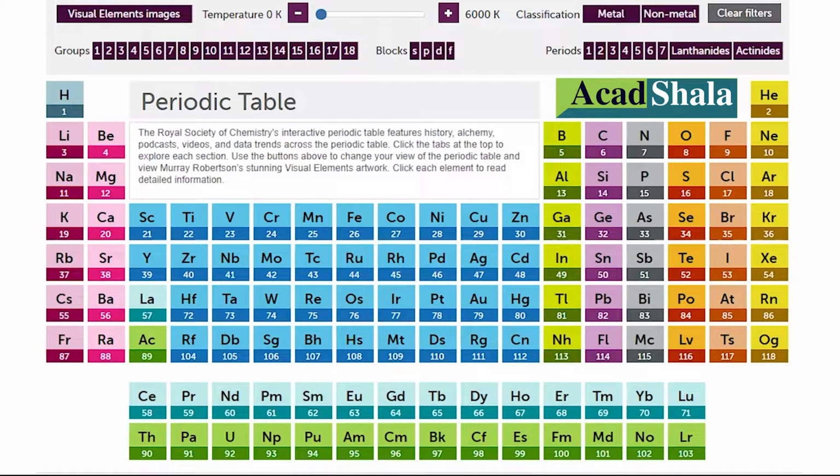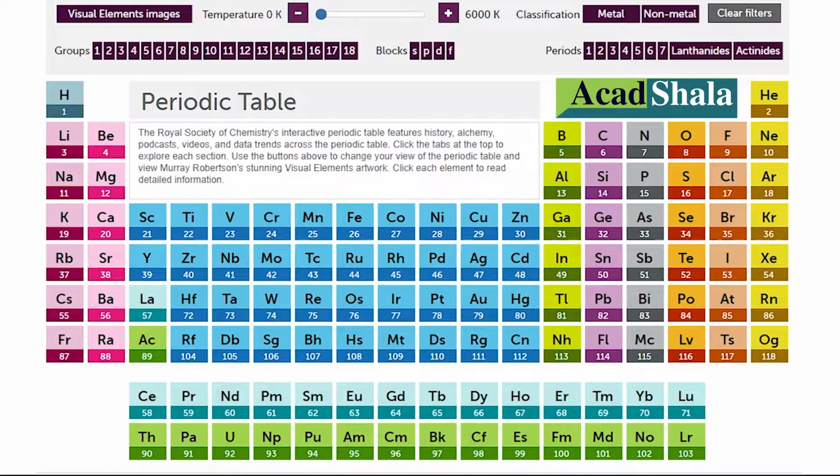So basically children, what are valence electrons? First you need to know this. The electrons which are in the last shell, which is also known as the valence shell, are known as valence electrons. This is the first point you need to understand about valence electrons. Valence electrons are the electrons present in the outermost shell of an atom.